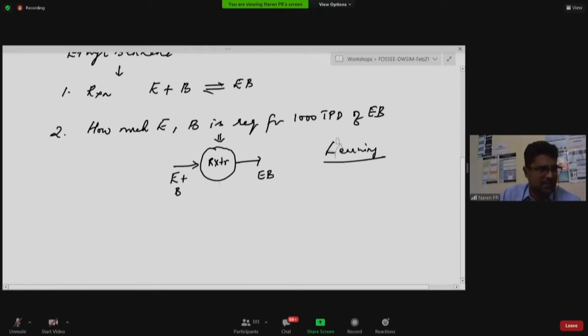All you have to take is DWSIM, put a conversion reactor, and in this conversion reactor, you will choose 100%, and then you can find out how much ethylene and benzene is required.